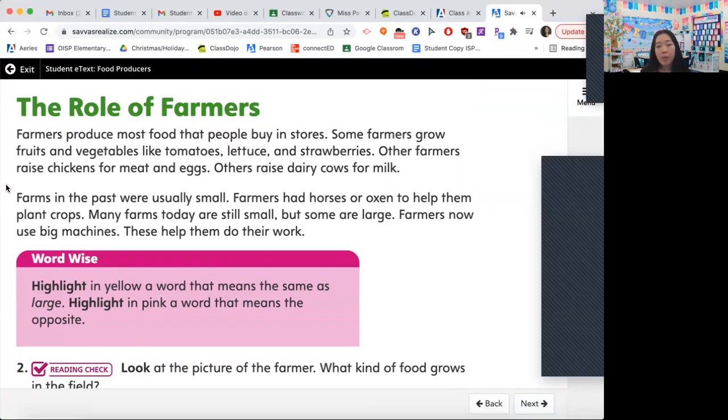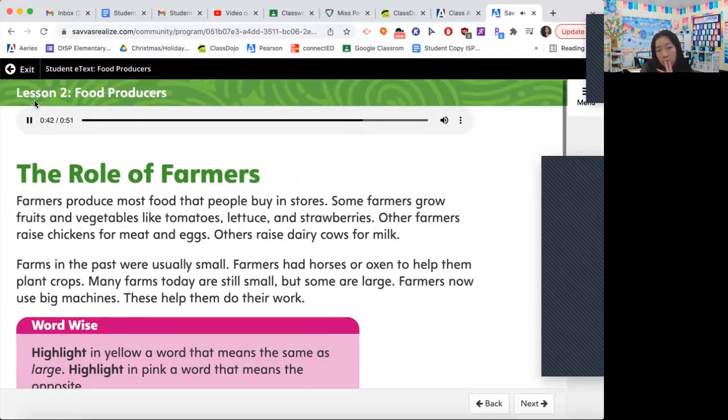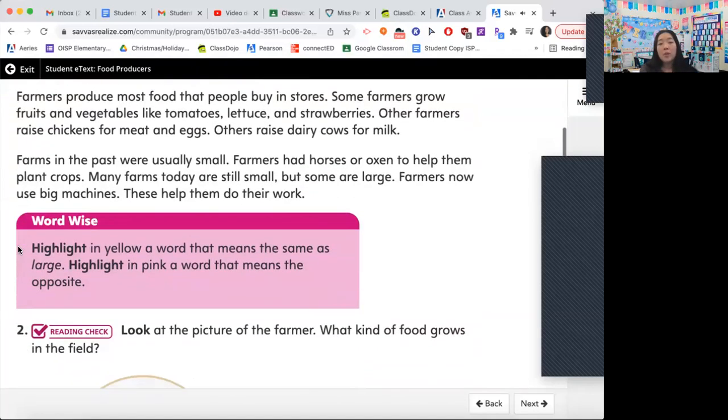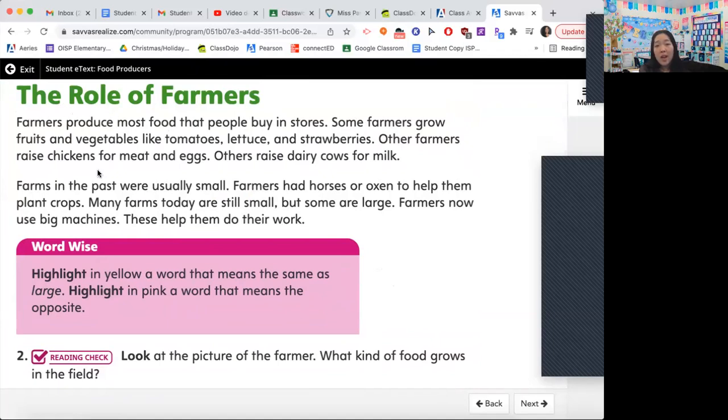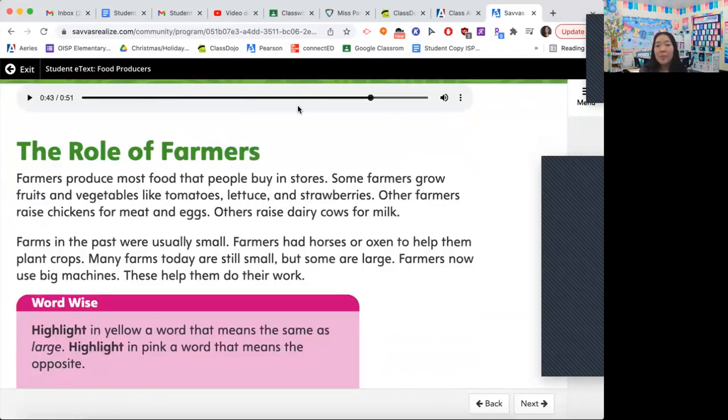Word-wise. Highlight in yellow a word that means the same as large. Highlight in pink a word that means the opposite. Okay, let's do that before we do the reading check. What is a word that means the same as large? Look for it as we reread this, and then look for a word that means the opposite of large. If you find it, type it in the chat.